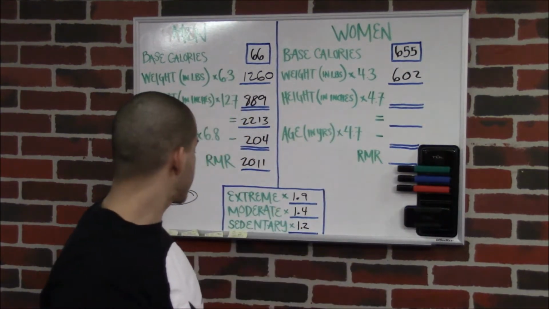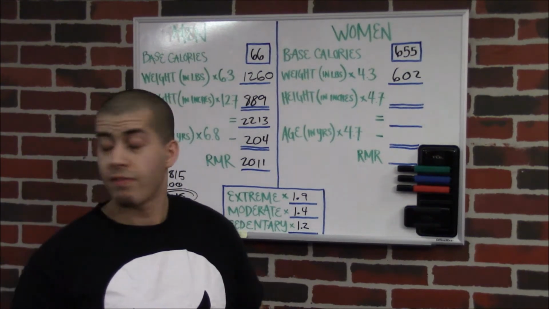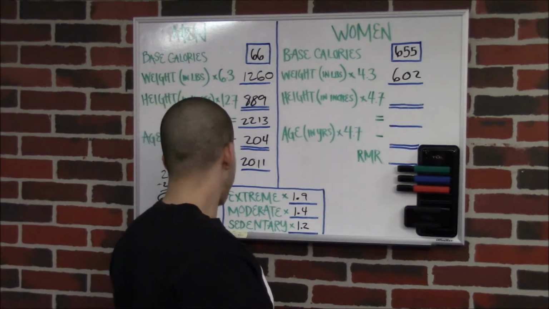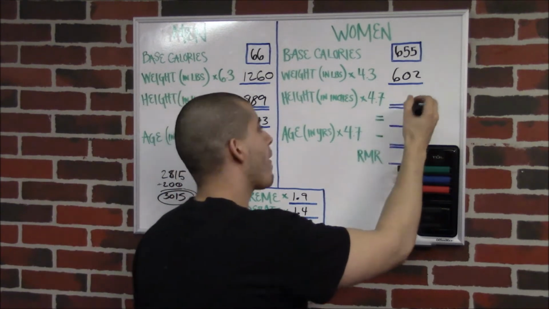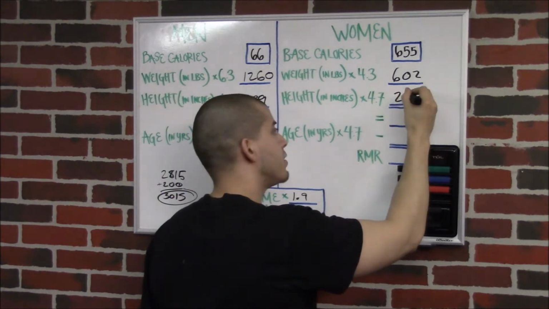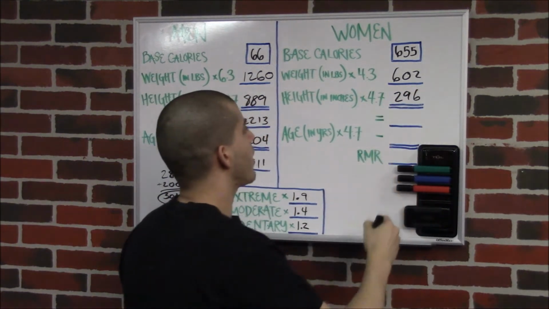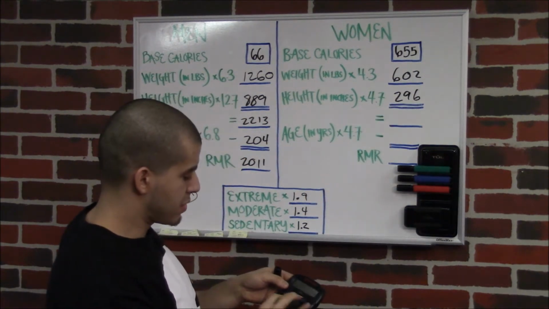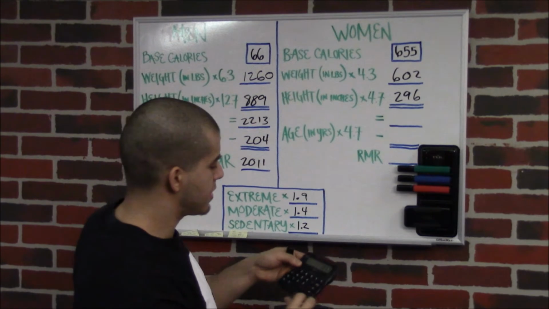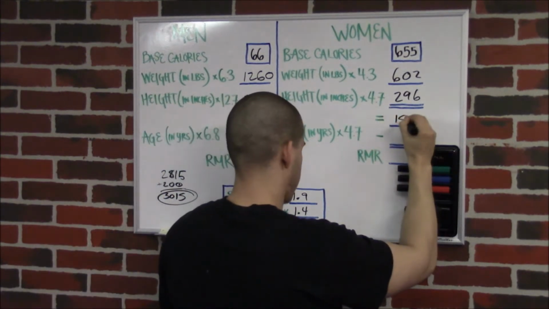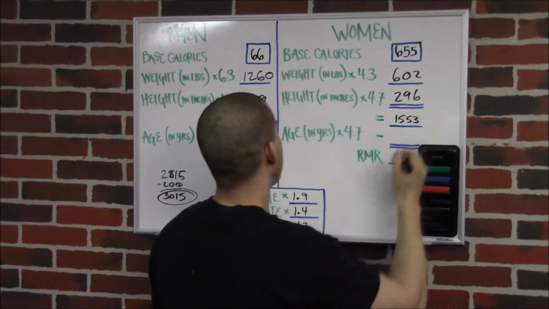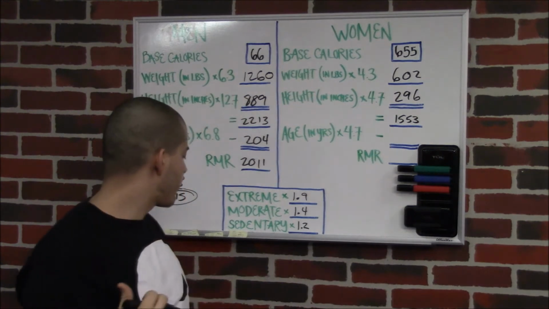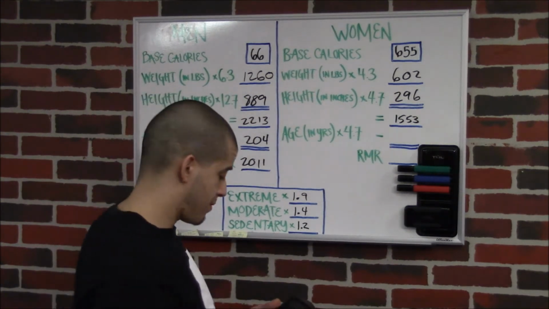And then her height, how tall are you? 5'3". So 5'3" times 4.7 comes to 296. Alright, so now we have the 655 plus the 602 plus the 296. That comes to 1553.